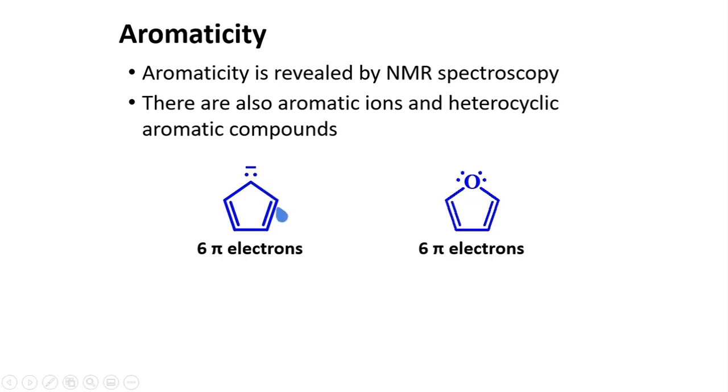Thus, overall, this compound has 6 pi electrons. 6 pi electrons satisfy the 4n plus 2 requirement of Hückel. This compound is monocyclic and also planar. And if this is an sp2 hybridized carbon, it also has a continuous system of p orbitals.